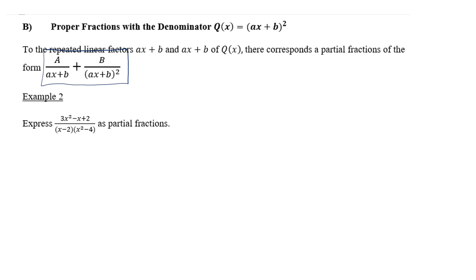First thing first, if you look at example 2, we have to check if what you're given is a proper fraction. So how do you know if it's a proper fraction? Let's look at the degree of your numerator, which is 2. Then the degree of your denominator would be 3. Are you able to explain why the degree of your denominator is 3?